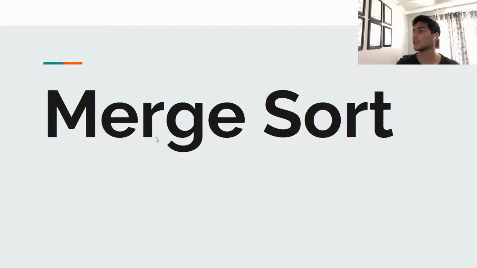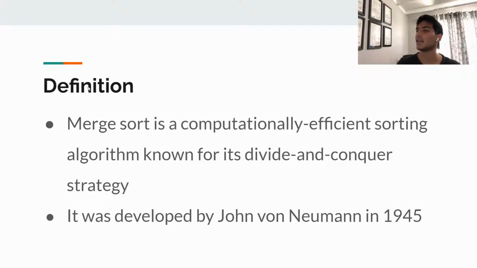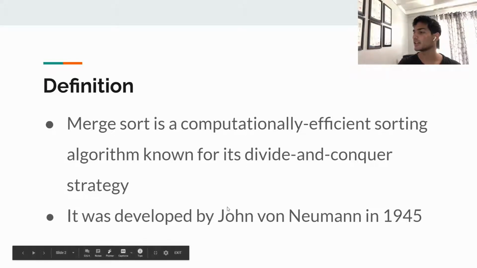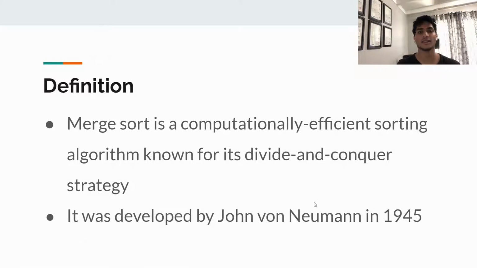As I already said, we're going to learn about merge sort, and by definition, merge sort is a computationally efficient sorting algorithm known for its divide and conquer strategy. In a moment, we'll be going through an example to see exactly what that means and understand how that plays out in a real array or when you're sorting real numbers. It was developed by John von Neumann in 1949, so it's pretty old and it's stood the test of time. So we know that this algorithm is pretty good, and we'll see why in a second.